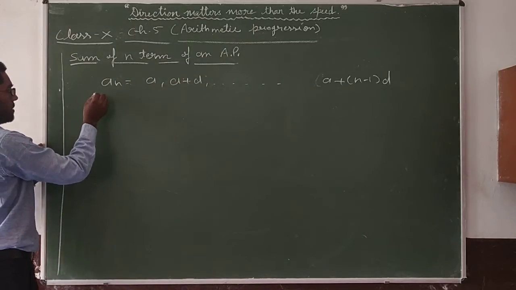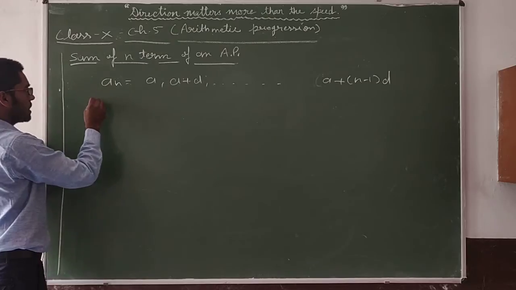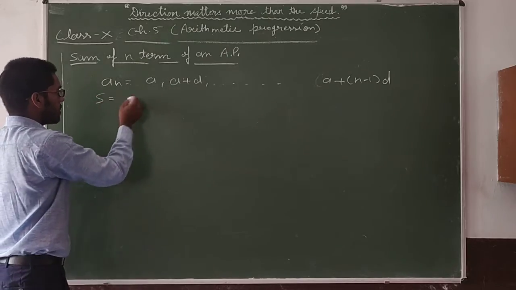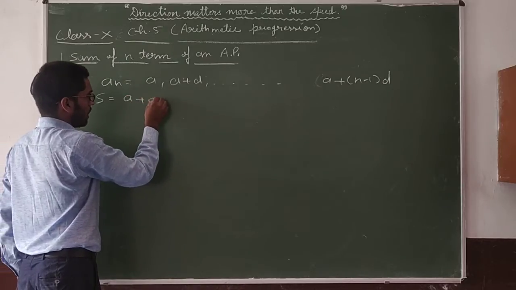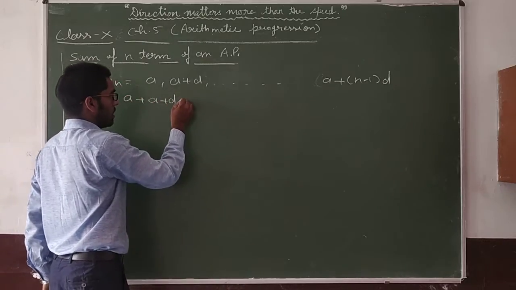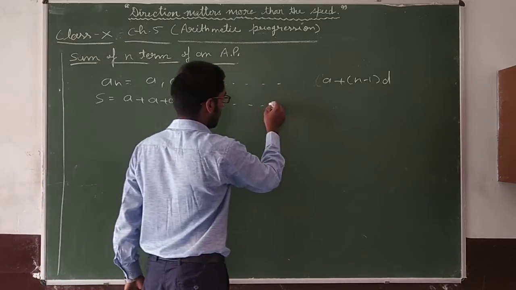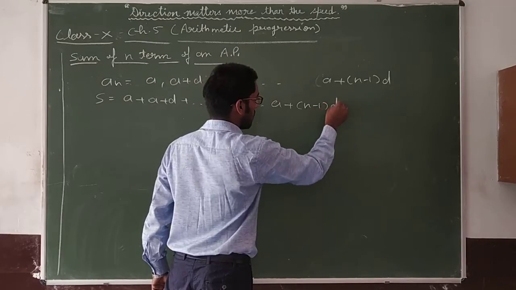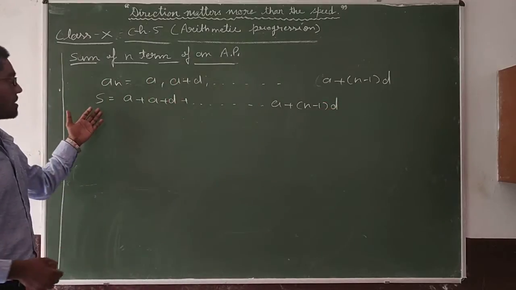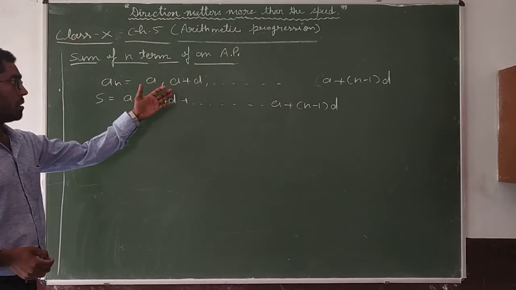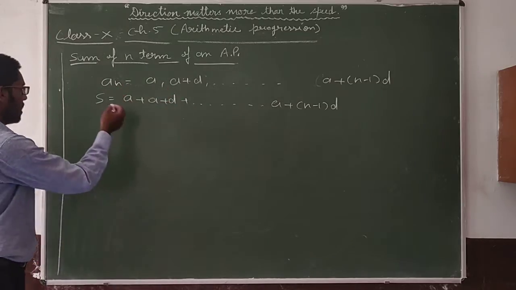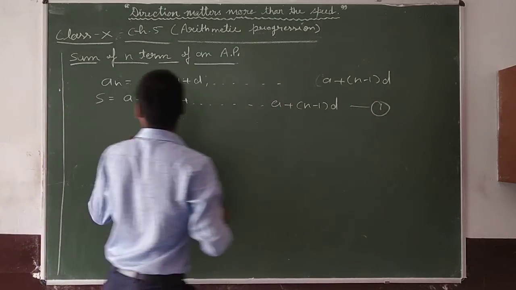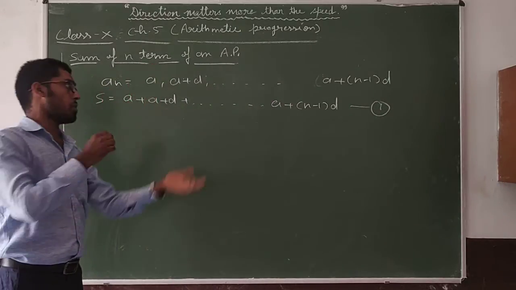If you want to find the sum of this series, S = a + (a + d) + ... + (a + (n - 1)d). This is the sum of the first n terms of the series. Now write this as the first equation. Now write your n terms of the series in reverse order.